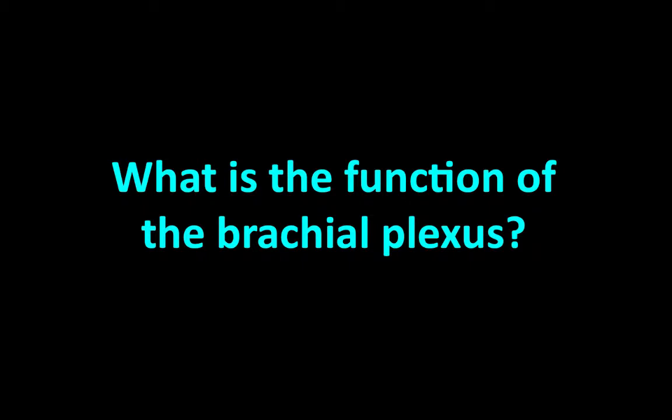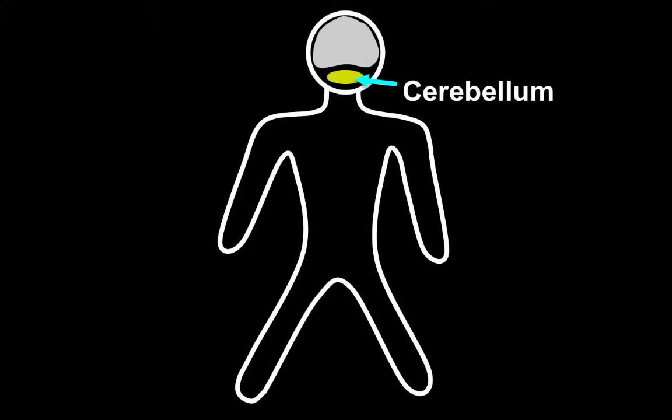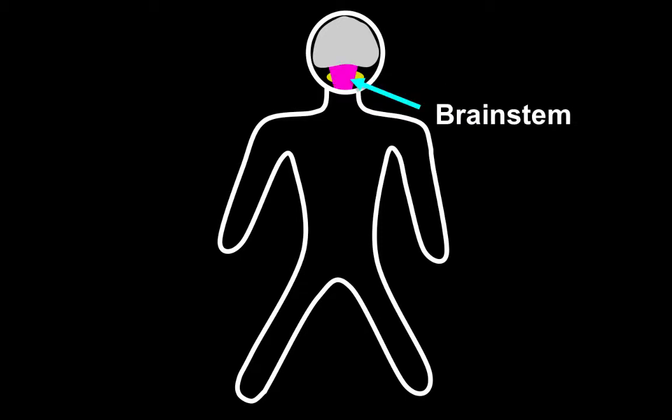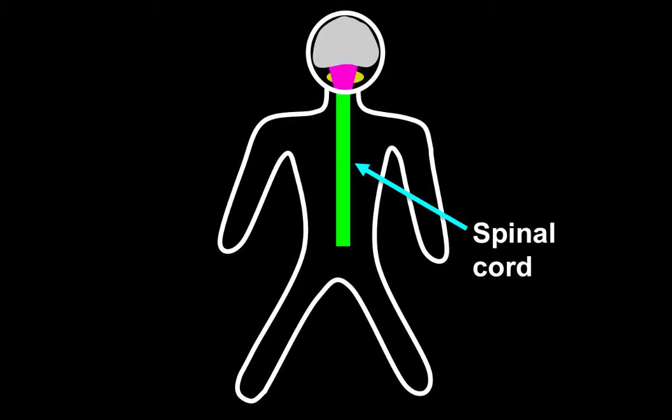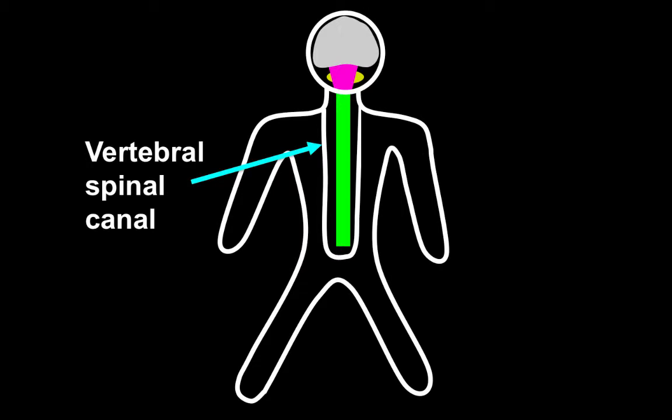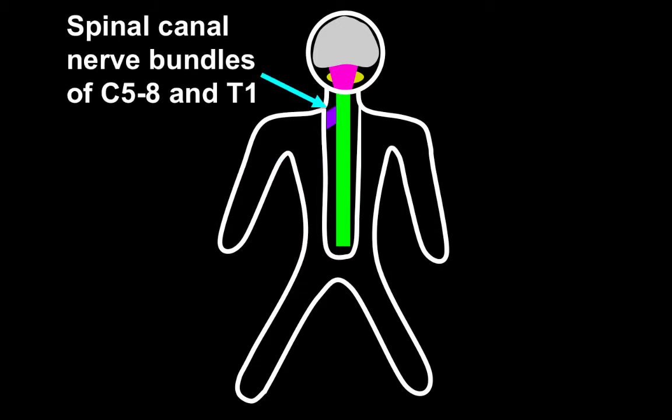and related structures. This figure here represents a human, and here you can see the brain, and the cerebellum, the brainstem, and the spinal cord that is located within the vertebral spinal canal. The purple trapezoid represents the spinal canal nerve bundles from the 5th to the 8th cervical spinal cord segments and the 1st thoracic spinal cord segment.